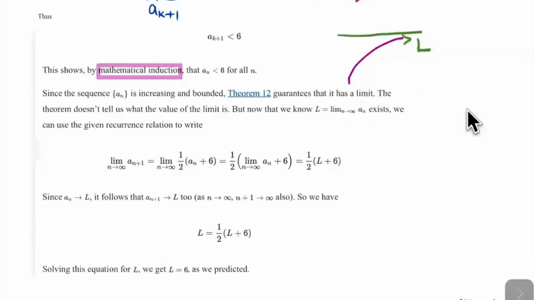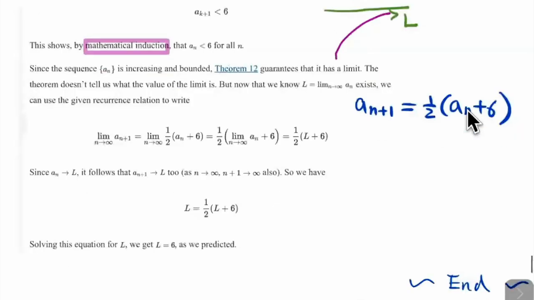Let's try it out. What we have here is a of n plus 1 equal to 1 over 2 times a of n plus 6, right? We know the limit here exists. It's going to go to L. I'm going to ask you, as n goes to infinity, what does a of n go to? Goes to L. And what does this one go to? Also goes to L. Yeah, very good.